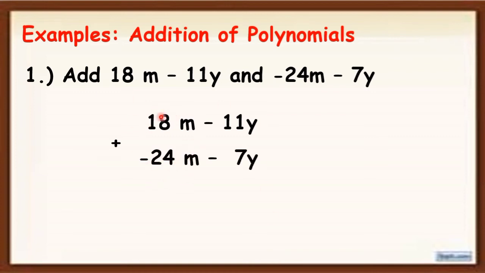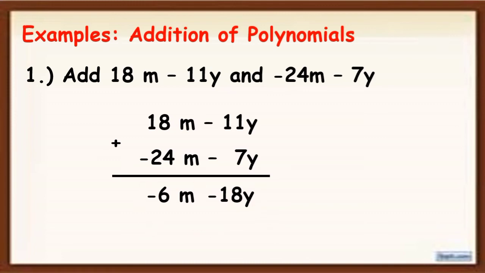So now let's add 18 plus negative 24 is equal to negative 6. Then bring down m. Next column, 11y and 7y. They have similar signs and similar variables. So add. So it will become negative 18y. So our final answer is negative 6m minus 18y.